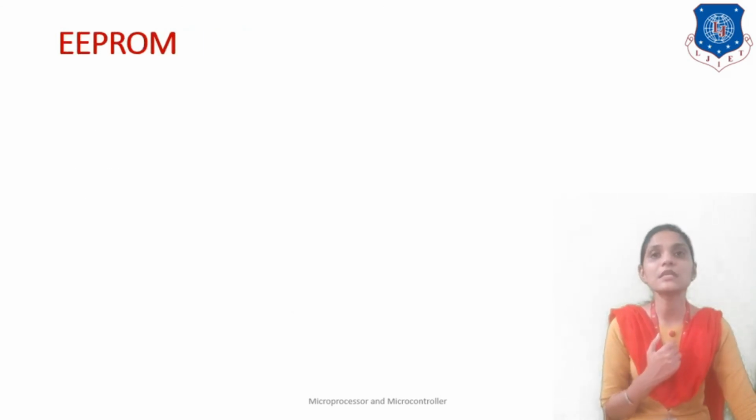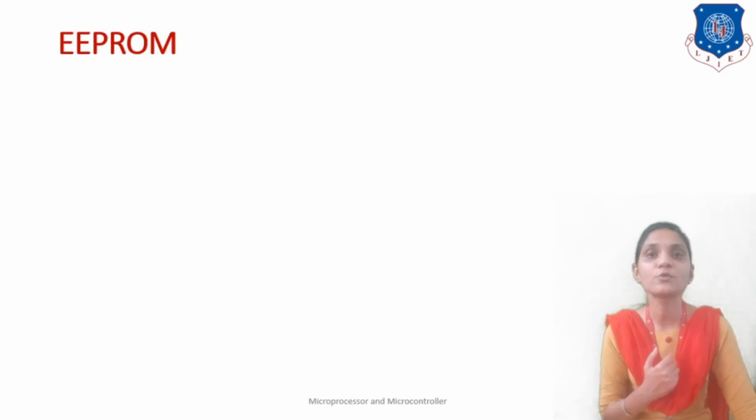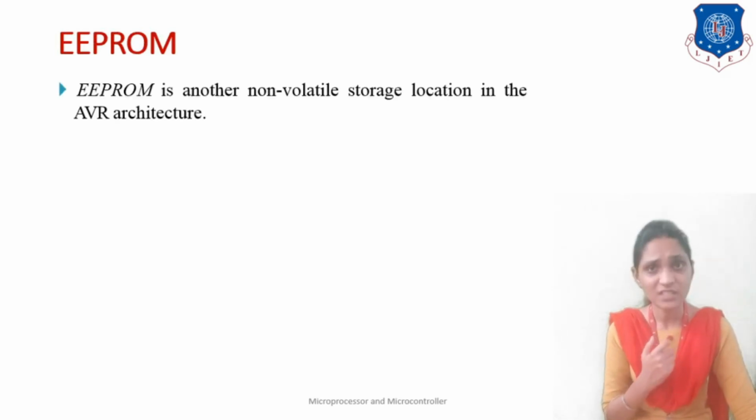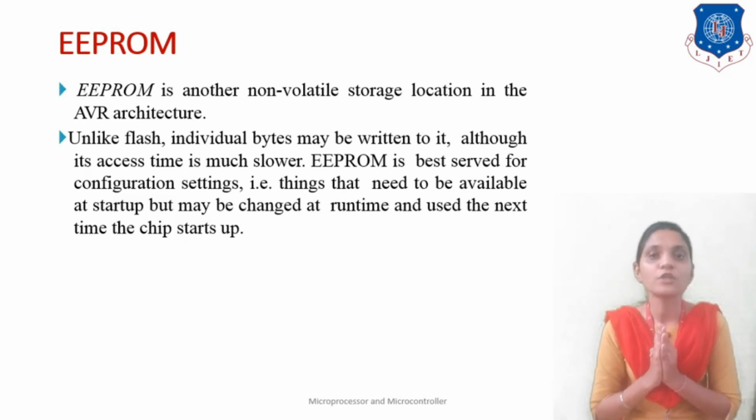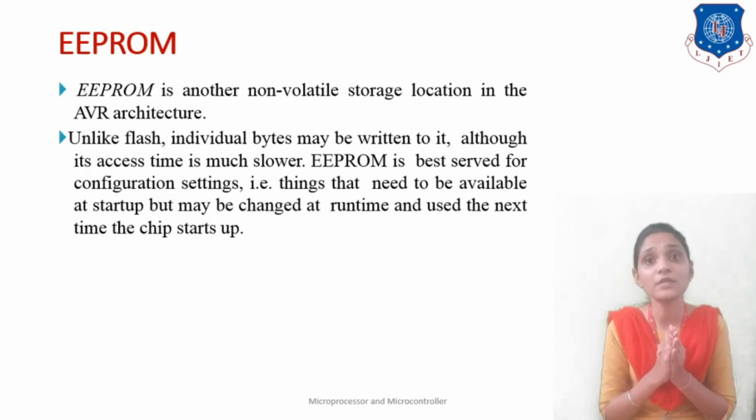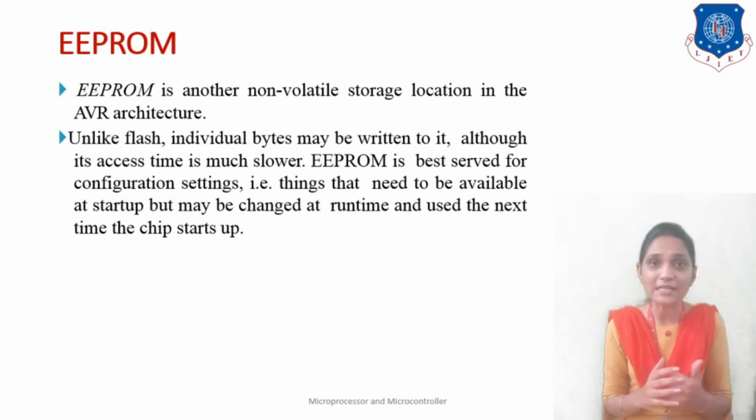Next we will see the EEPROM, that is electrically erasable programmable read-only memory. This is another non-volatile storage location in the AVR architecture. Unlike the flash memory, individual bytes may be written into it, although its access time is much slower. Okay, the EEPROM is best suited for configuration settings. That means things that need not be available at startup, but may be changed at runtime and used the next time the chip starts up. Okay, so that kind of data you can store inside the EEPROM memory.